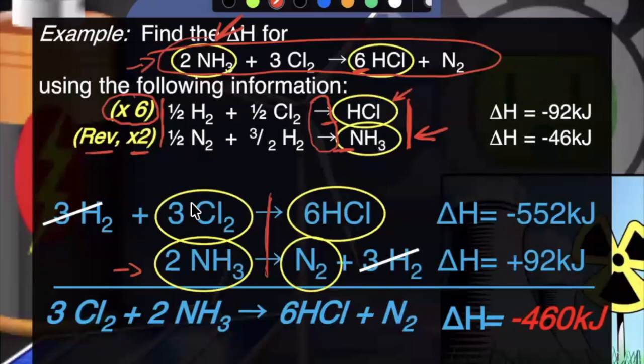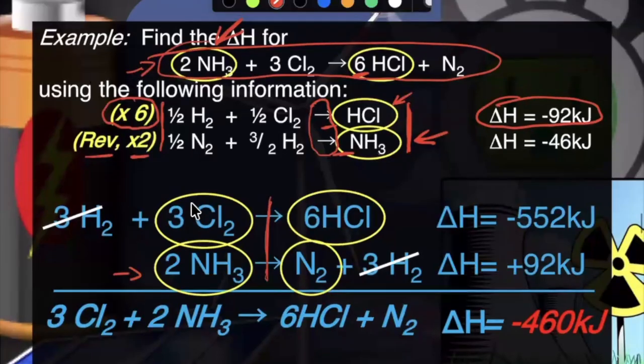So for the first one, the negative 92, what I want to do is multiply that by 6, and that gives me this number. So this is times 6. And for the second one, I'm going to reverse and multiply by 2. And so reversing changes the sign, multiplying by 2 makes it 92 kilojoules.